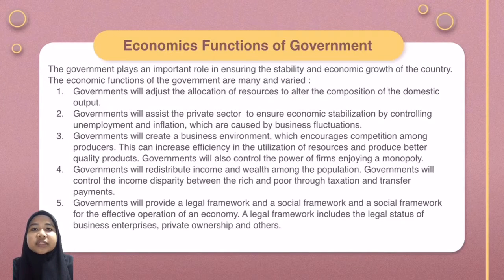Third, government will create a business environment which encourages competition among producers. This can increase efficiency in the utilization of resources and produce better quality products. Government will also control the power of firms enjoying a monopoly. Fourth, government will redistribute income and wealth among the population. Government will control the income disparity between the rich and poor through taxation and transfer payment.